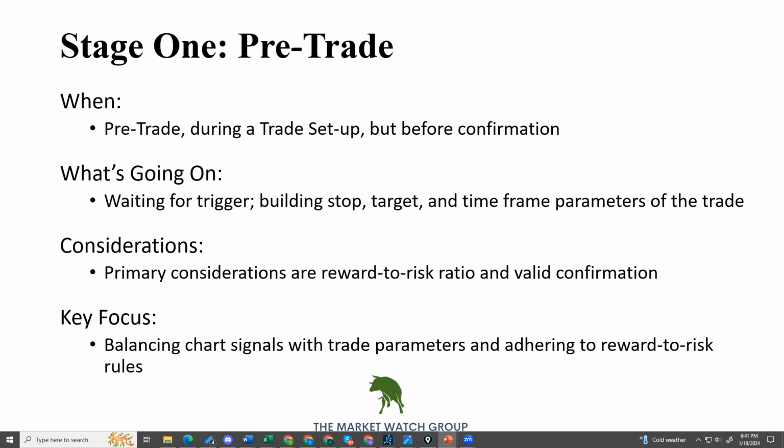Very, very important for us to have those and make sure that we have met the rules and that we have a valid confirmation for the trade. What's our key focus? You're balancing your chart signals. Do I have candles? Do I have stochastics turning? With our trade parameters, making sure that we adhere to reward to risk. I can't be like, oh, look, I have a trade signal, but I have a 1.5 to 1 reward to risk ratio.